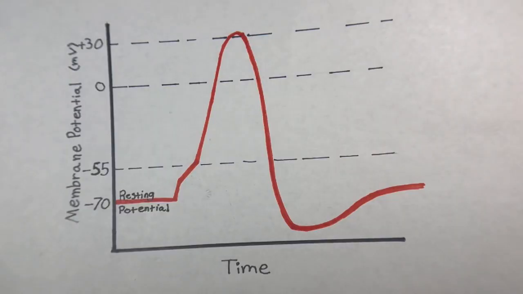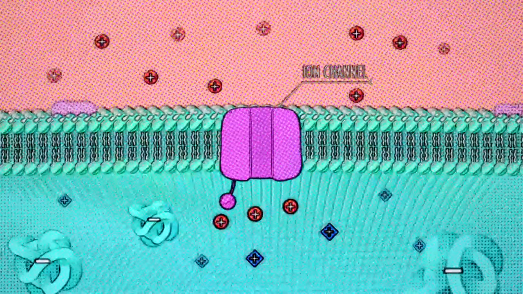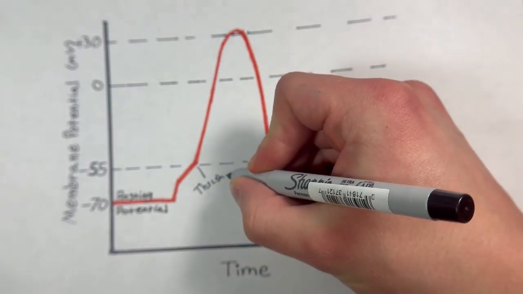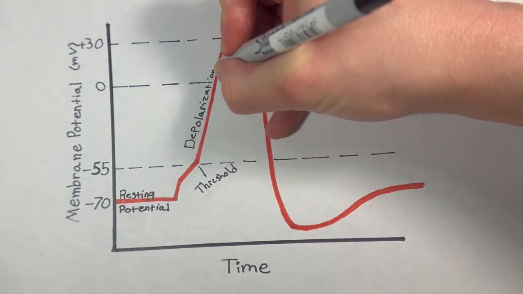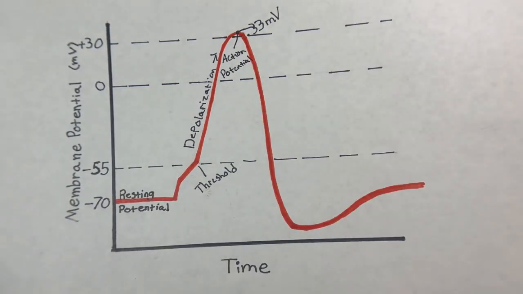A stimuli can cause the initial depolarization of the neuron. At around negative 50 millivolts, sodium channels open, which lead way for an influx of sodium ions to rush into the cell. This point is what is called the threshold. This causes rapid depolarization of the cell and will eventually cause the cell to reach a charge of around 33 millivolts. This point is what is called the action potential and is when the signal is finally sent.